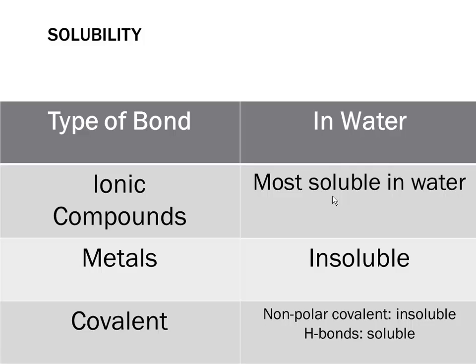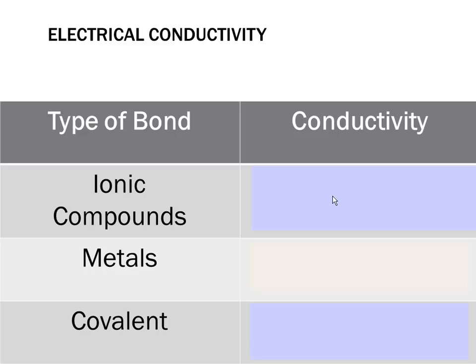Covalent compounds depend on the polarity. If you have a nonpolar substance, it's going to be insoluble in water. If you have a polar substance, with hydrogen bonding or dipole-dipole intermolecular force, it will be soluble in water. For example, iodine, I2, is not soluble in water because it's not polar, but hydrogen chloride is soluble in water, making hydrochloric acid, HCl, because of the dipole-dipole. Ammonia will be soluble in water because of the hydrogen bond between NH and water.